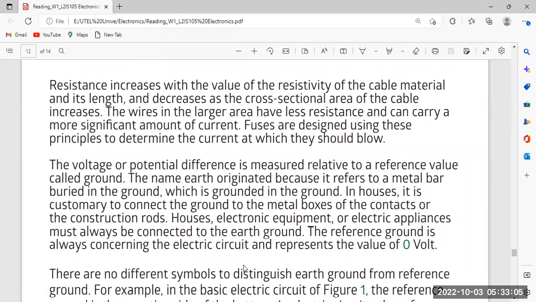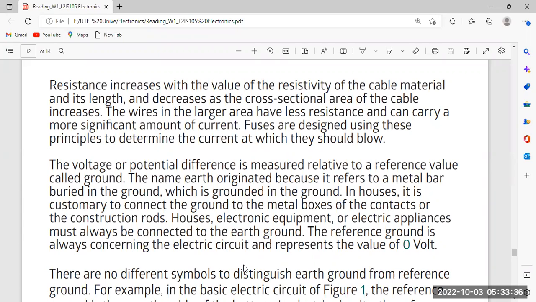Now, resistance increases with the value of the resistivity of the cable material and its length, and decreases as the cross-sectional area of the cable increases. The wires in the larger area have less resistance and can carry a more significant amount of current. Fuses are designed using these principles to determine the current at which they should blow. So it is particularly designed to withstand the current and resistivity.